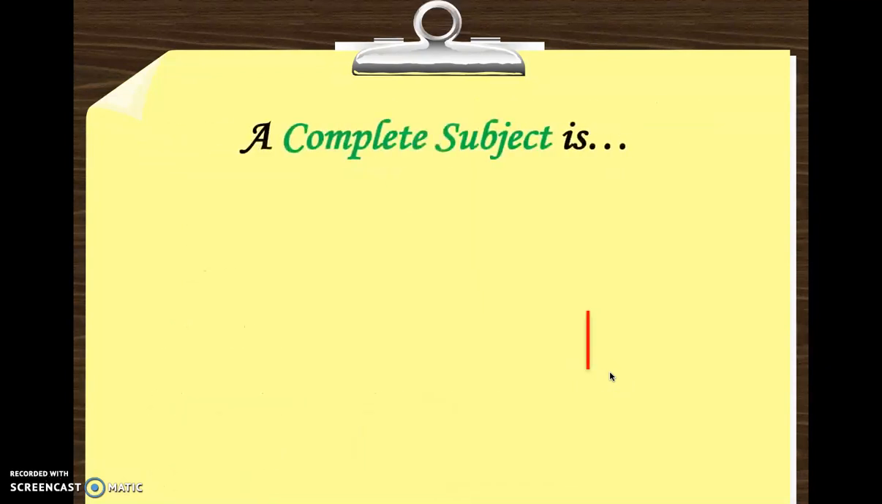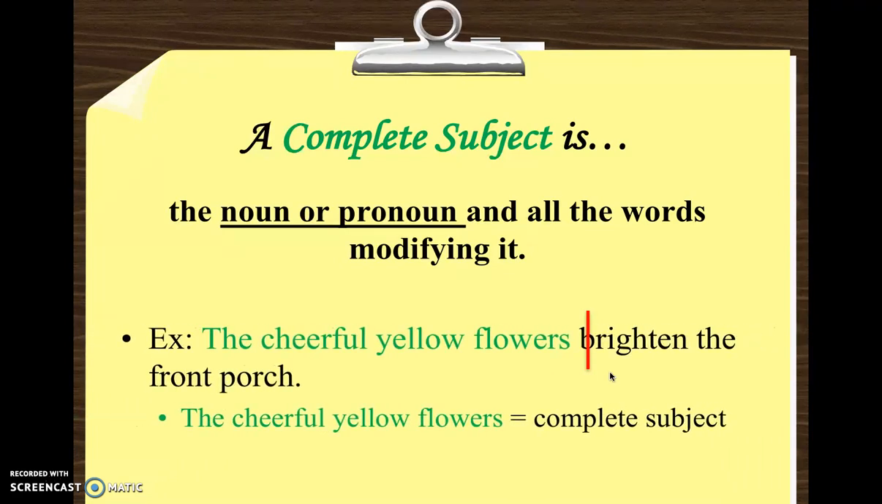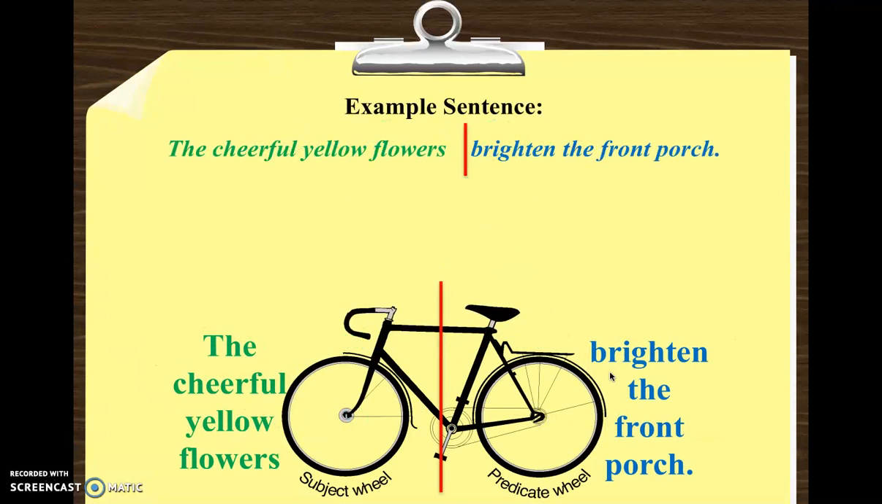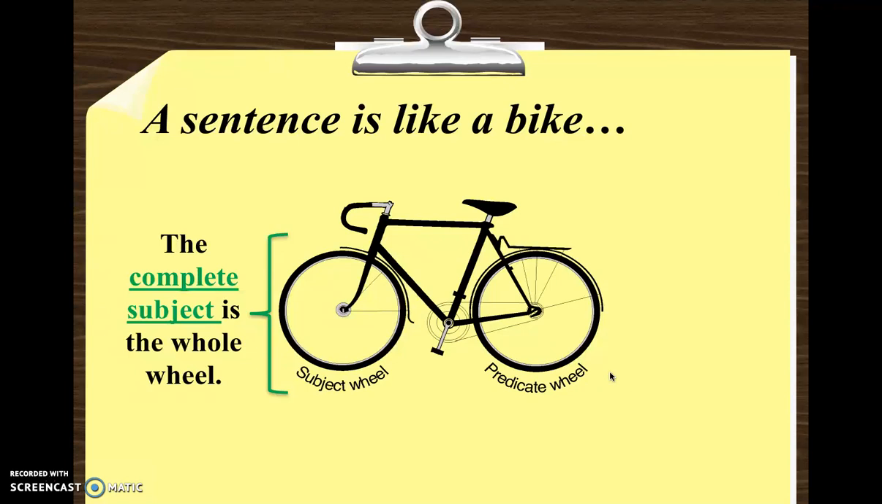So there's a difference in terms of naming your subject between a complete subject and a simple subject. The complete subject is the noun or pronoun and all the words modifying it. So in the sentence, the cheerful yellow flowers brighten the front porch, the complete subject is the cheerful yellow flowers. And that is the whole entire wheel on our bike. So it's the wheel in its entirety.